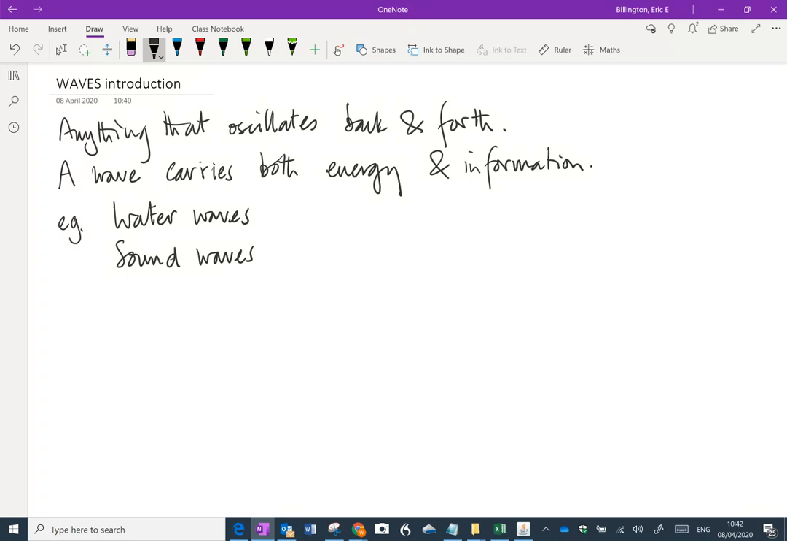So you can sense the information which I'm sending to you through the sounds that I'm making, and also the energy which is allowing your eardrums to vibrate. And then the other classic is light waves. So with light, you can see what I'm writing and so on.